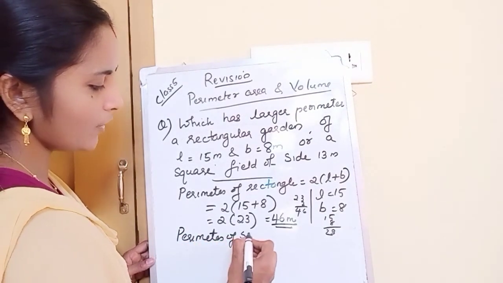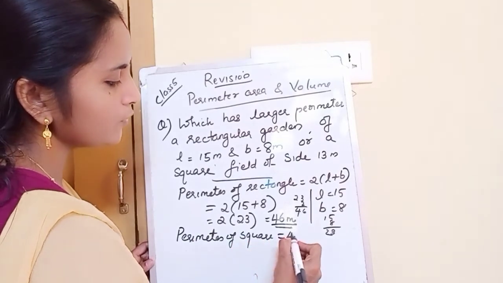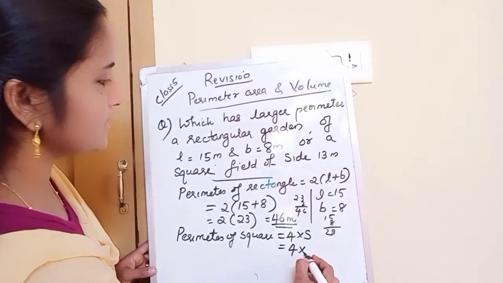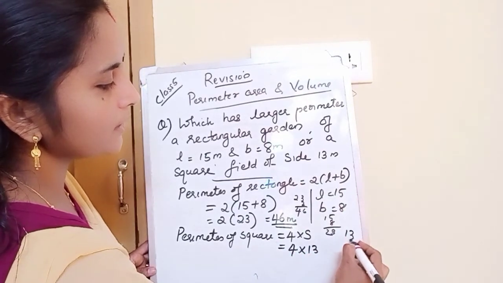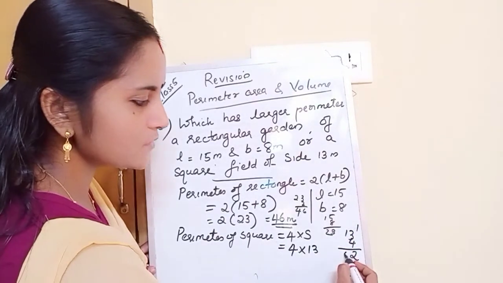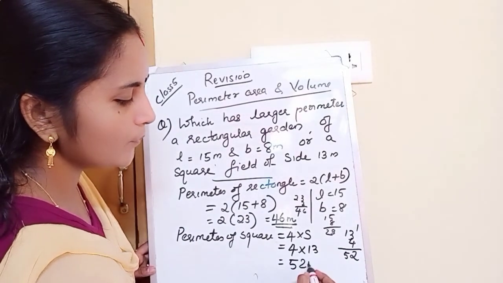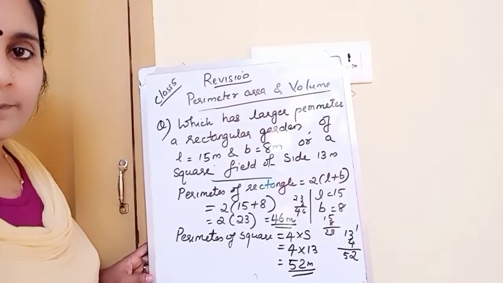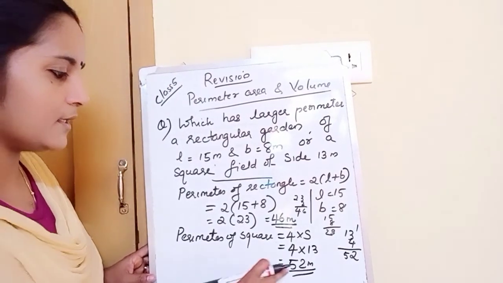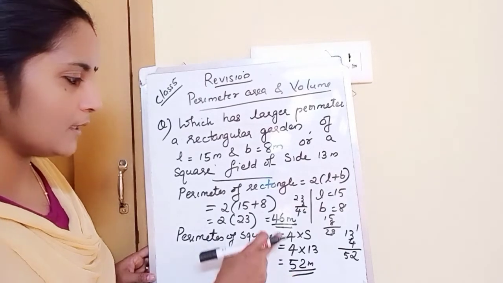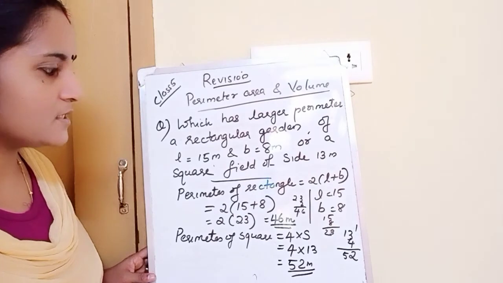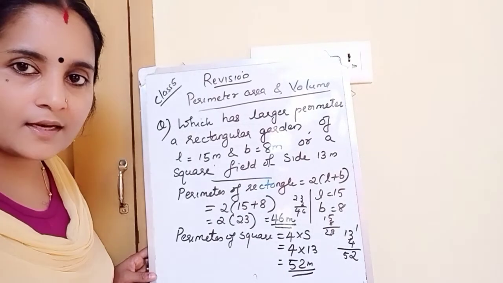Perimeter of square is equal to 4 into side. That is 4 into side, which is given as 13. So 13 into 4, 4 3s are 12, carry 1, 4 1s are 4, 4 plus 1 is 5, equal to 52 meter. Okay. Thus we find out the perimeter of rectangle and square separately, and we get the perimeter of square as 52 meter and perimeter of rectangle is 46 meter. So which one has larger perimeter? Square field has larger perimeter.